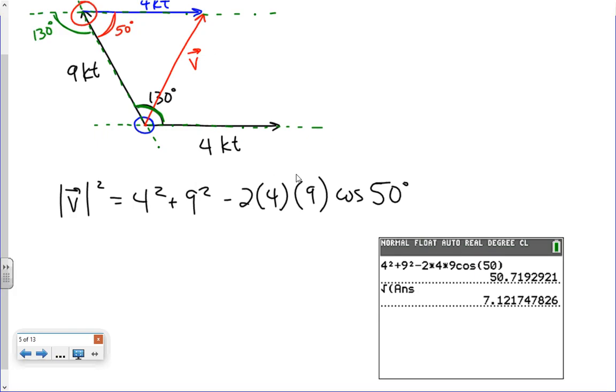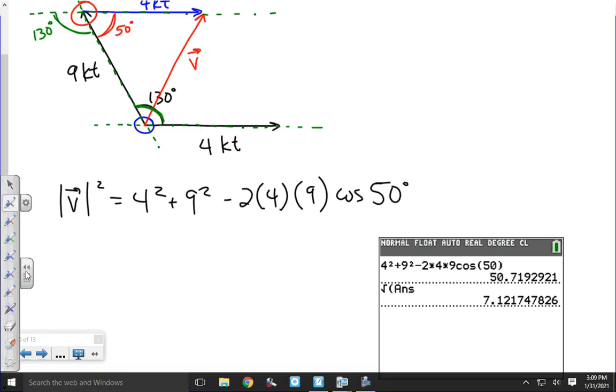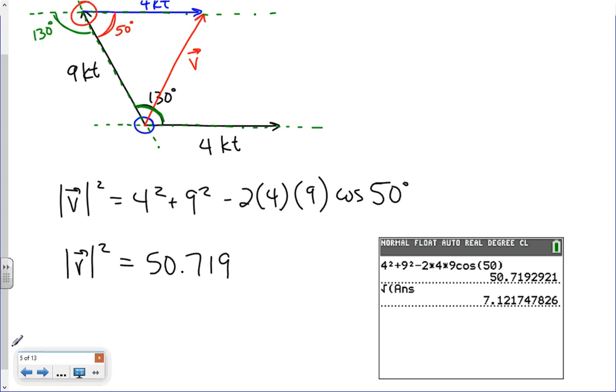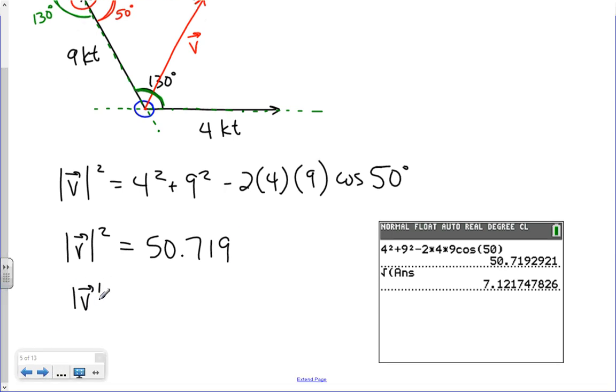All right, so I'll go ahead and write down both calculations. You can just simply write down what the magnitude of your vector is. That would be certainly fine to do here. But the magnitude of my vector v squared was 50.719. And then when we took the square root of that, we ended up with the magnitude of vector v, which was 7.122. And that was in knots. Okay. Now again, the question that they asked you here was, what is the ship's resultant velocity with respect to the shore? That actually answers the question. That tells us our resultant velocity.